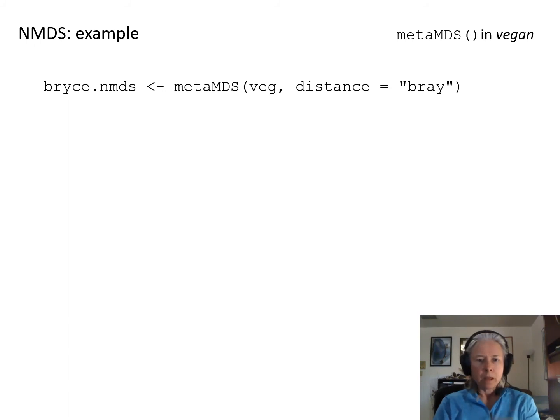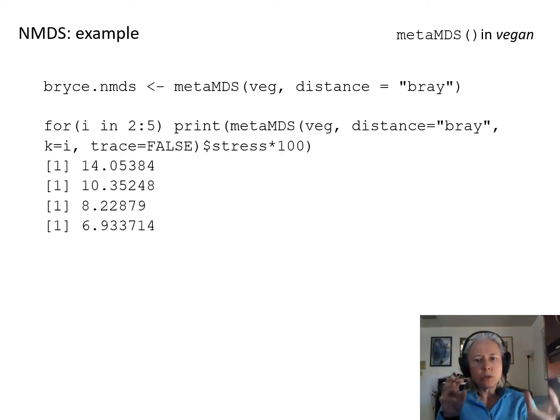So what you can do is examine various values of K and look to see where you get the biggest drop in stress, and that allows you to determine what's the value of K that I need for my ordination. For the default K equals 2, the best stress I got, in my case, again, was 14.05.